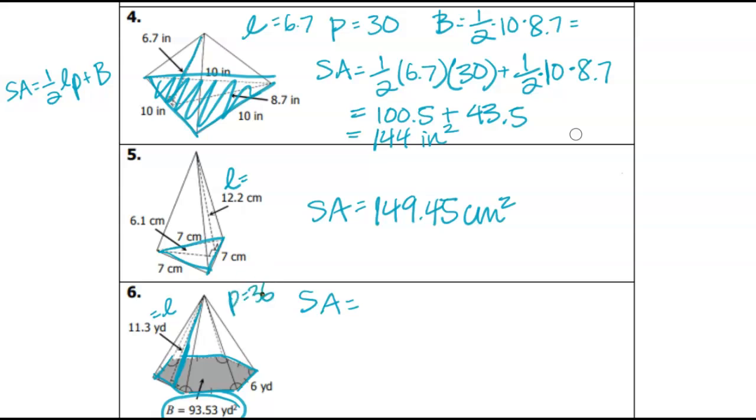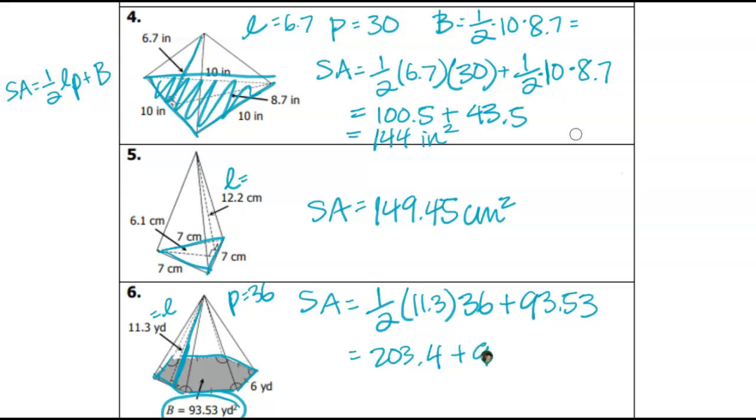So I'm going to take 1/2 L, which is 11.3 times 36, and then I'm going to add that to the area of my base, which is already given to me, 93.53. When I work that out and multiply here, I get 203.4. I'm going to add that to my 93.53, and I end up with 296.93, and that is yards squared.